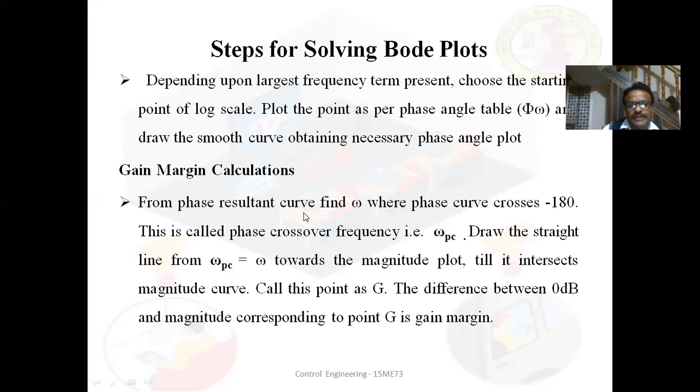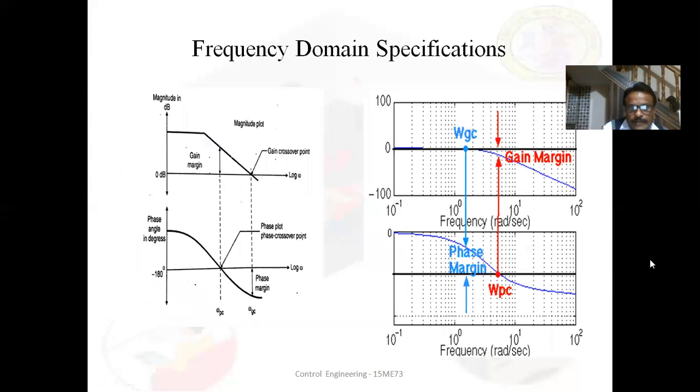From the resultant phase curve, find omega where the phase curve crosses the minus 180-degree line. This is called the phase crossover frequency, omega Pc. Draw a straight line from omega equal to omega Pc towards the magnitude plot until it intersects the magnitude curve. Call this point G. The difference between the 0 dB line and the magnitude corresponding to G is the gain margin. Here we can understand clearly. So this is the resultant phase curve.